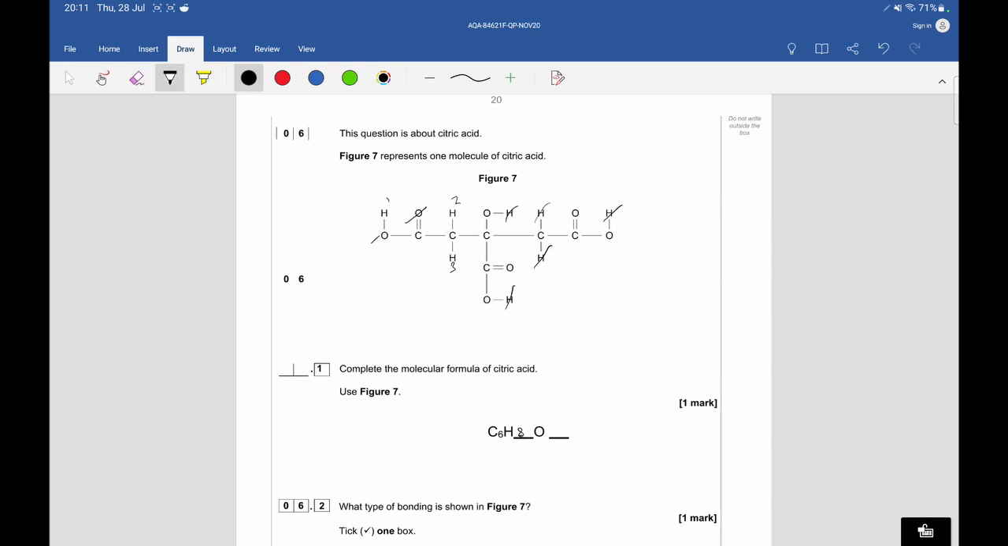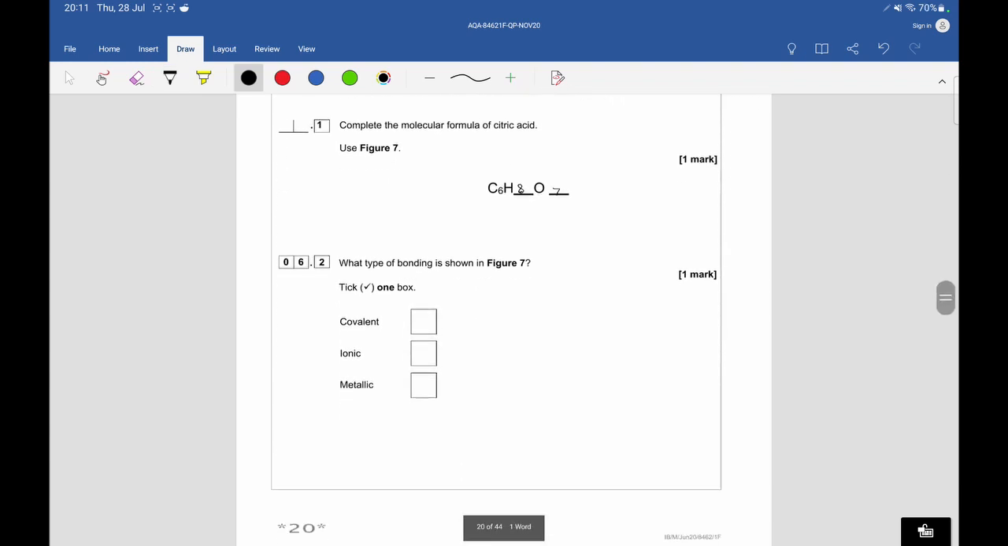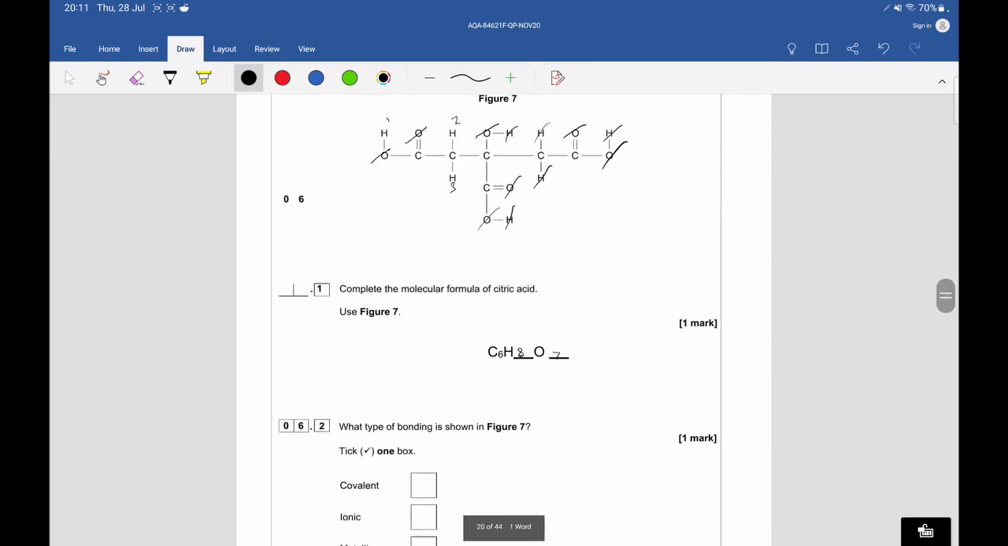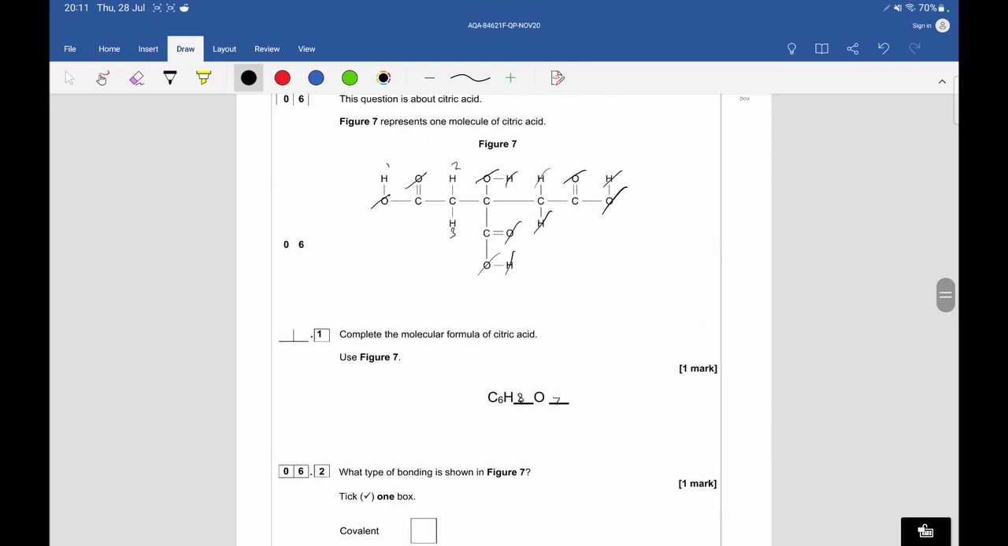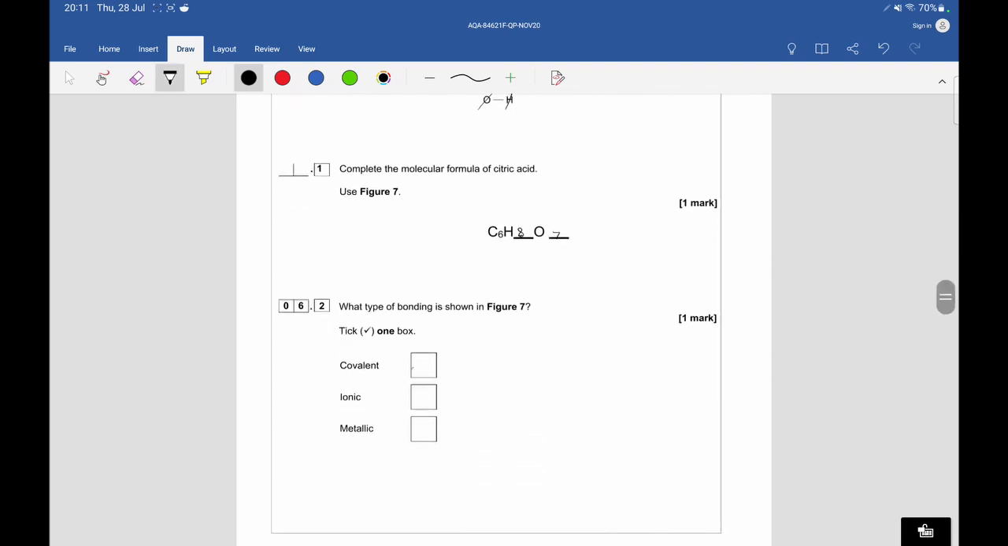I've got 1, 2, 3, 4, 5, 6, 7. Have I missed any oxygens? No, I've got all of them. That must be the compound's formula then. What type of bonding is this? Well, if I look at this compound here, I can see that carbon, hydrogen, and oxygen are involved, and all of those substances are non-metals. And I know that non-metals will have covalent bonding.